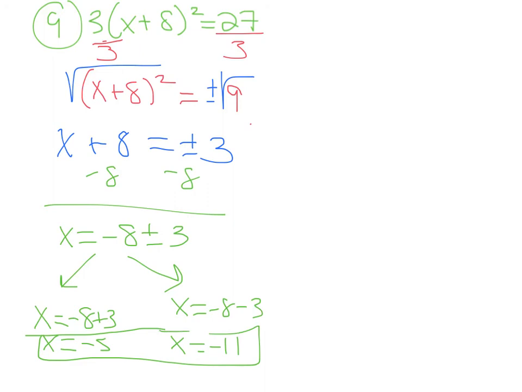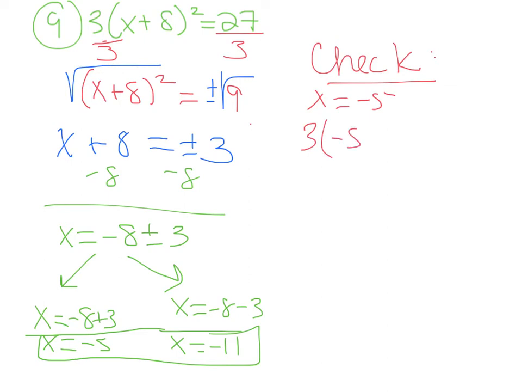By the way, on the previous one, I didn't actually check it, but if you want to go back and check your answer, you can. I highly recommend that when you're doing a test or quiz. I'll show you what you would do here. So we'll start with the x equals negative 5. You take your original equation and substitute in the negative 5 for x, and just make sure everything works out.